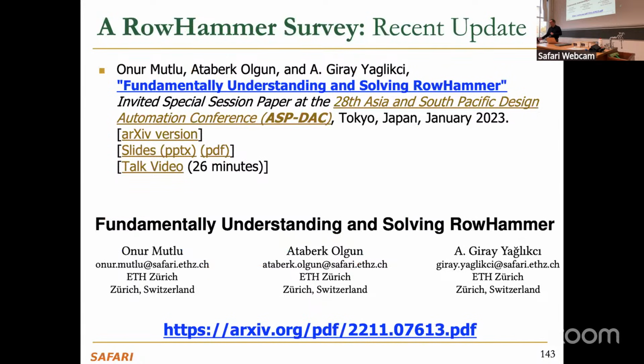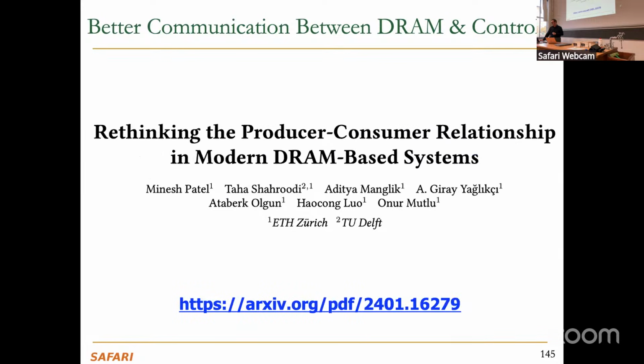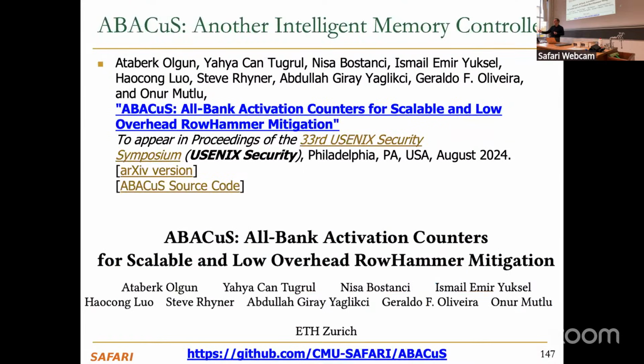So I'm going to talk more about this, but there's more in the papers. This is one of the most recent papers that we have written on the topic. It still doesn't cover a lot of research that happened in 2023 and beyond. And we've always argued for better communication between DRAM and controller. There's another paper Minesh wrote that talks about how to have better transparency between the DRAM chip and the memory controller, such that you can design, for example, much better error correcting code mechanisms. And again, I'm not going to talk about it, but you can read it. We already talked about better partitioning of work.